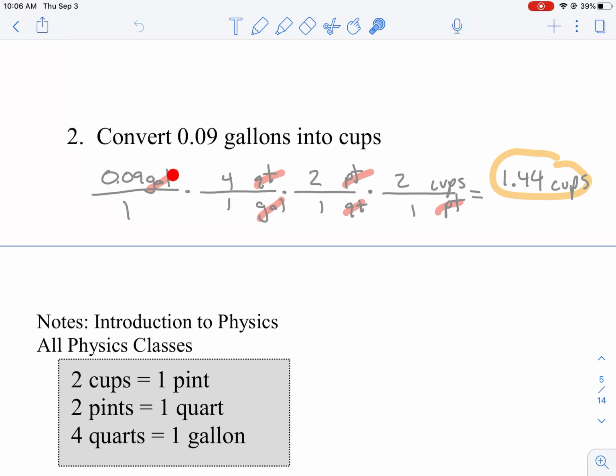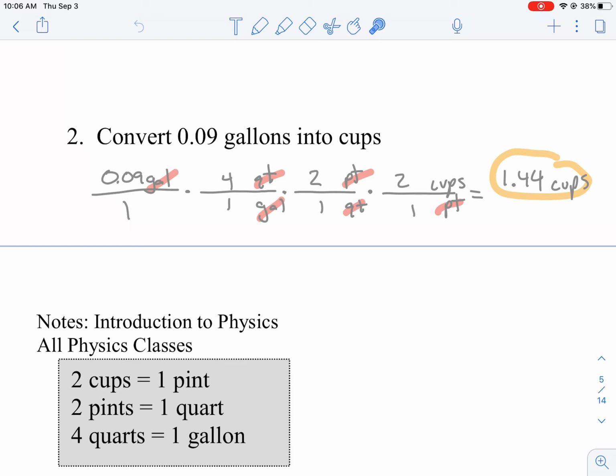I have gallons here to start on top, and I have gallons in the bottom. Those are going to cancel. These quarts here will get canceled out by those quarts. These pints here will get canceled out by those pints. This leaves me with cups, which was, in fact, my goal. So right now, do the units cancel out that I want to cancel, and do I keep the units that I want? Absolutely. So I can say yes to that first question.